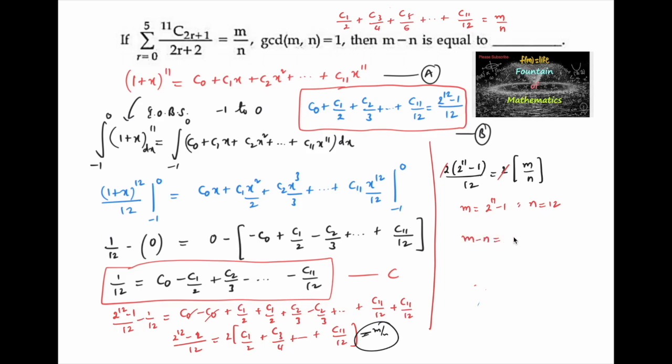So therefore m minus n is equal to 2 power 11 minus 1 minus 12, that is 2 power 11 minus 13. So 2 power 11 value is 2048 minus 13. So we can get 2035. So 2035 is the answer.